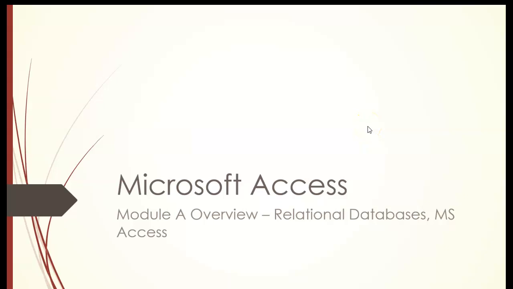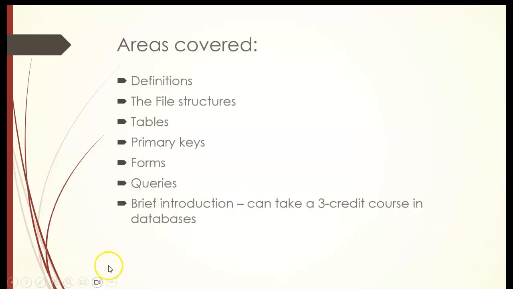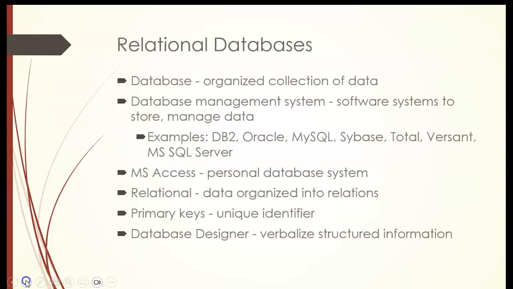Welcome to the overview for Microsoft Access, Module A, an overview of relational databases using Microsoft Access. What we'll cover in Module A are definitions, file structures, tables, primary keys, forms, queries, and just to let you know, if you find this very interesting, we're just spending 2 weeks with it, but there is a 3-credit course, CMP 123, if you're interested in taking a 3-credit course of Access.